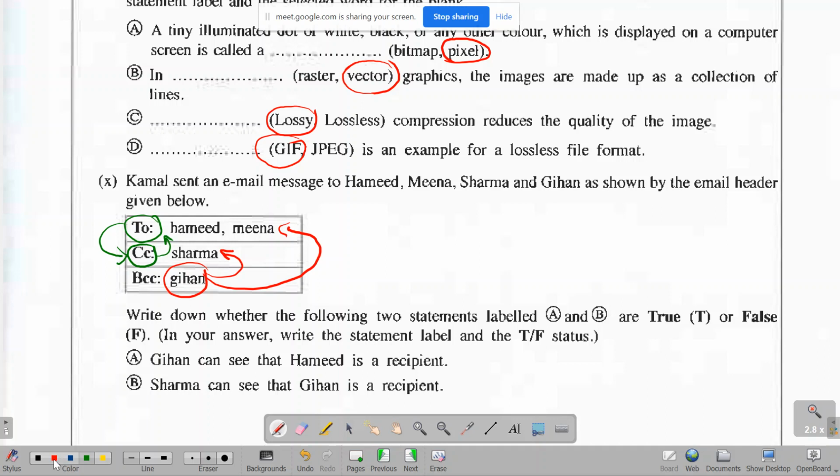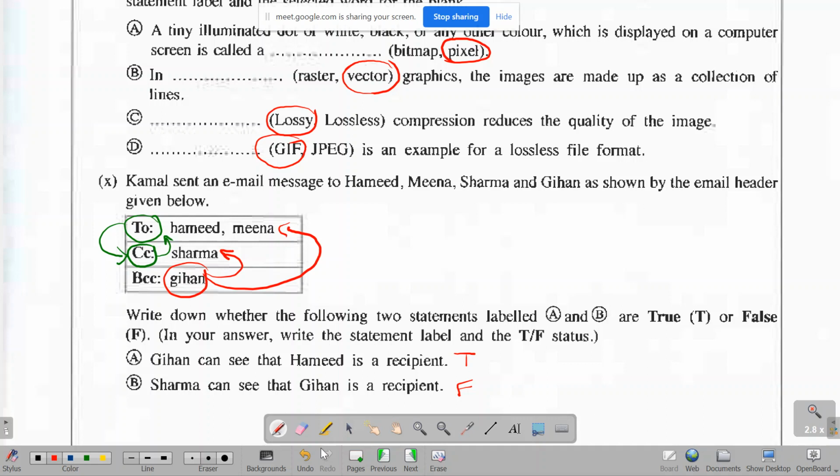Right, so since they are asking, Gihan can see the Hamid in recipient. Gihan is BCC. He can see Hamid is a recipient. Yes, of course, that is true. Sharma can see that Gihan is a recipient. Sharma is in the carbon copy place, and Gihan is in the blind carbon copy place, so he cannot see the recipient. Right? So it is false.